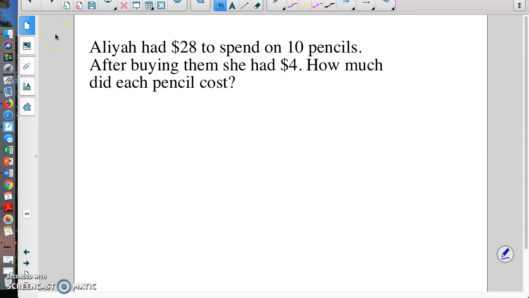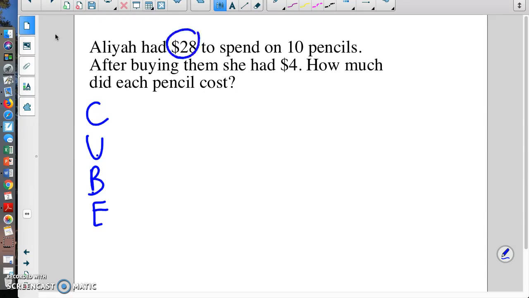All right, next one. Aaliyah had $28 to spend on 10 pencils. After buying them, she had $4. How much did each pencil cost? Make sure you press pause and try to write your equation. We're going to use our CUBE method. So we're going to circle the numbers, underline the question, box the math words, and evaluate, make our equation.